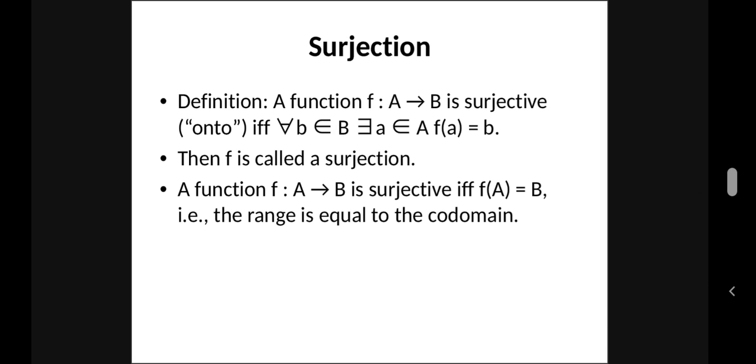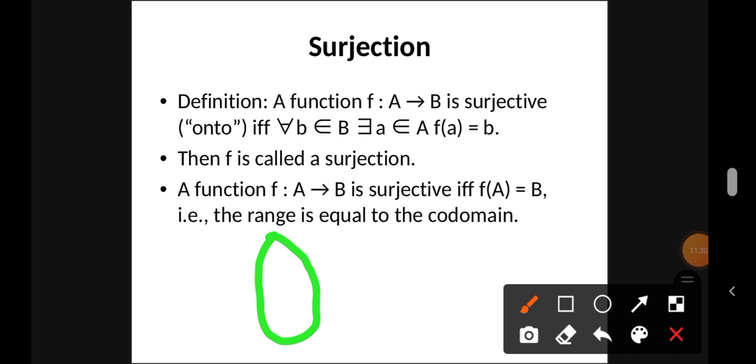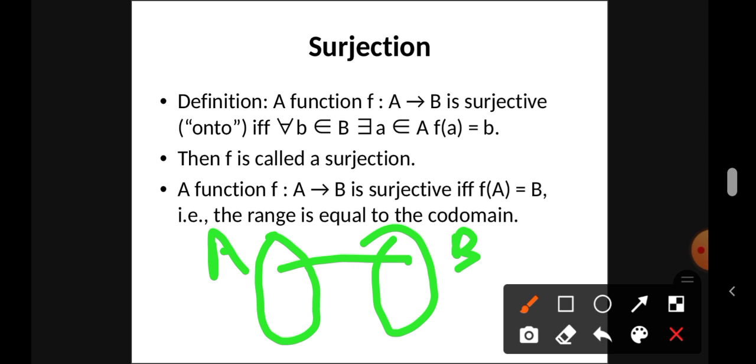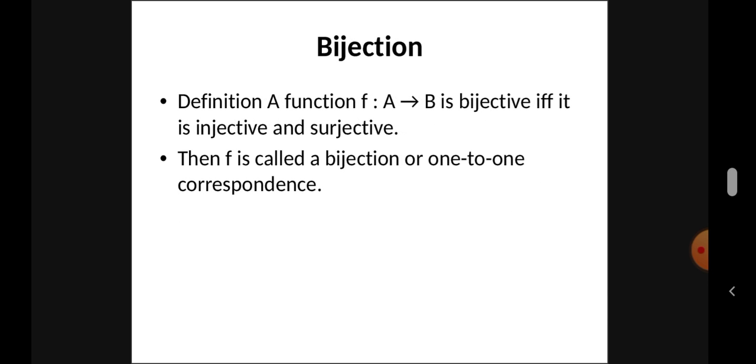If every element here has an image, okay, then we can say this is surjective or onto. Then next is bijection. A function from a to b is one-to-one correspondence or bijective if f is both injective and surjective. Okay, that is a definition. F is bijective if and only if it is injective and surjective.